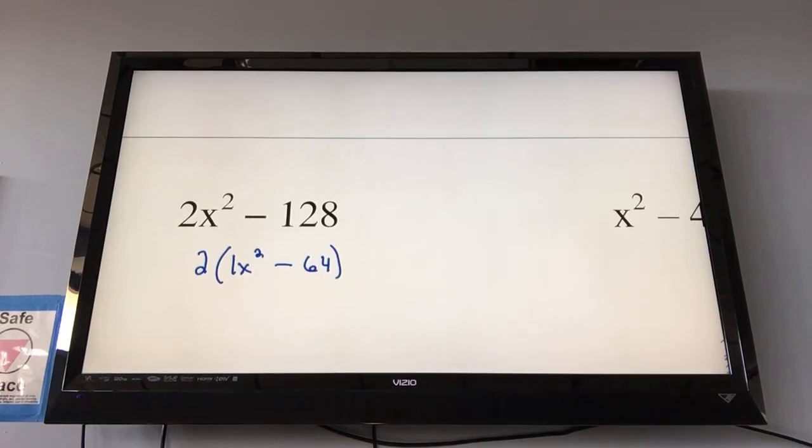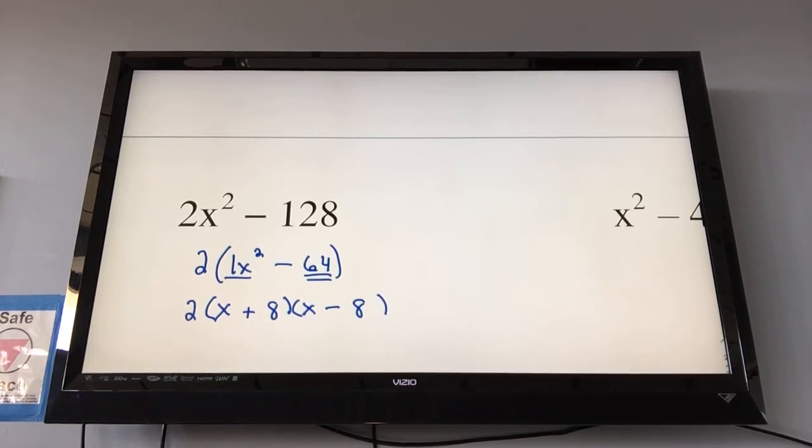Then I have 2 terms left. So 2 terms, difference of squares. So 2 comes down. X squared breaks into x times x. 64 into 8 times 8. 1 gets a plus, 1 gets a minus. So always difference of squares, same first, same last, plus and minus.